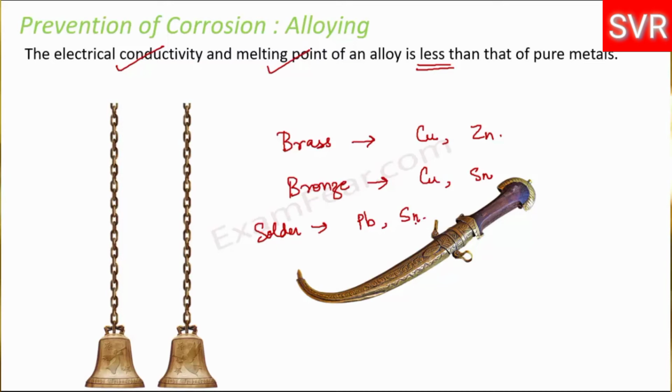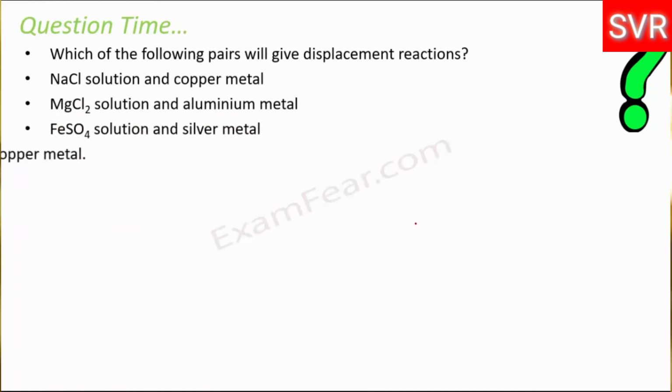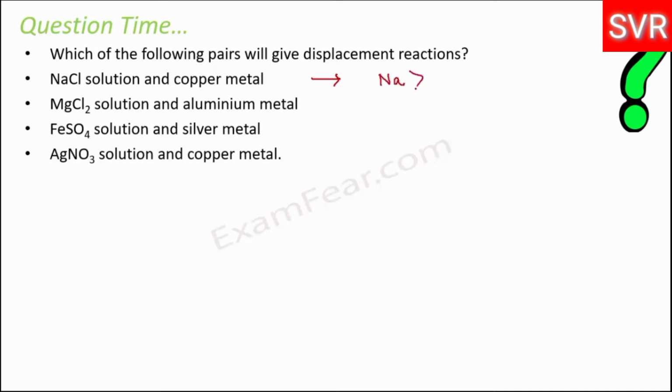So these reactions: NaCl solution and copper metal, MgCl2 solution and aluminium metal, FeSO4 solution and silver metal, and AgNO3 solution and copper metal. So let us look at each of these options one by one. In the first option, sodium and copper. Which is more reactive than whom? Sodium is more reactive than copper. Therefore, copper will not be able to displace sodium from its solution. So this displacement reaction will not take place.